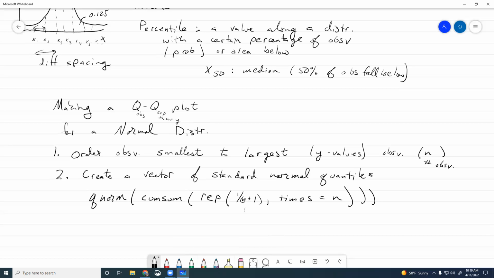So qnorm wants to have probability values, and it gives you a z-score. And so what we're doing is giving it probability values, and we're just dividing by n plus 1 so that we get the equal areas right here. So we're just going to start with 1 over n plus 1, and then we're going to keep adding all the way until we get to 1 or just under that.